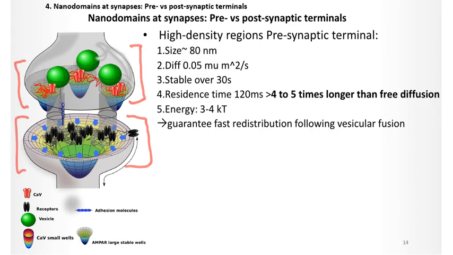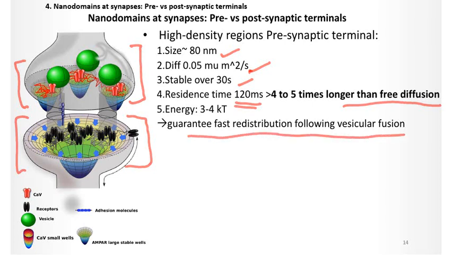In the presynaptic terminal, the size is of the order of 80 nanometers. The diffusion coefficient that we could find inside is 0.05 micrometer square per second. The time of stability is about 30 seconds. And the residence time of the receptors is hundreds of milliseconds, but it's still much longer than the time for free diffusion. And we think that this guarantees a fast redistribution following vesicular fusion.